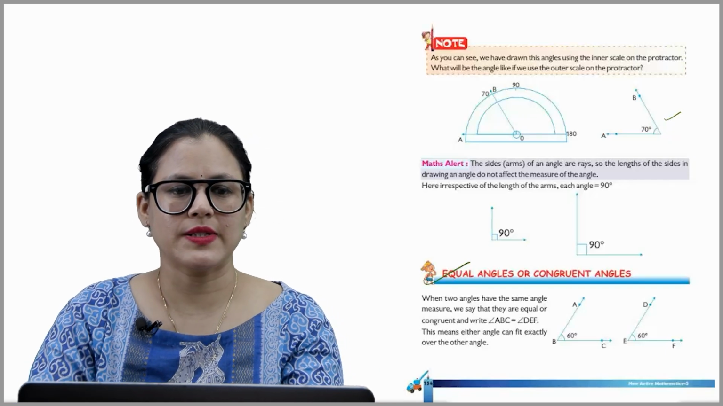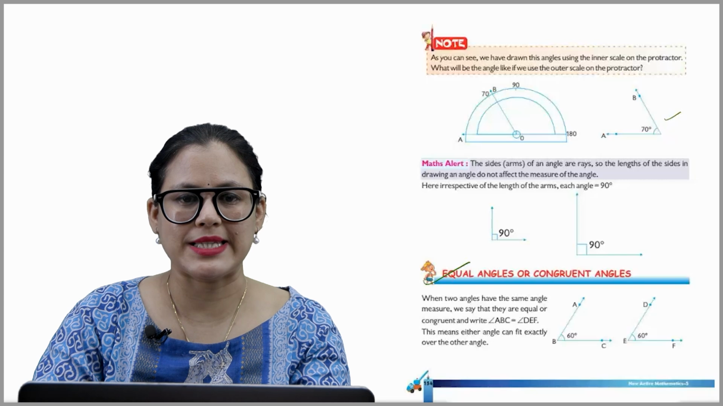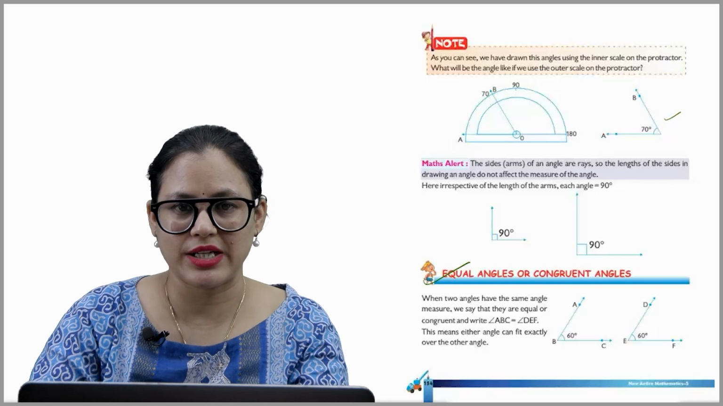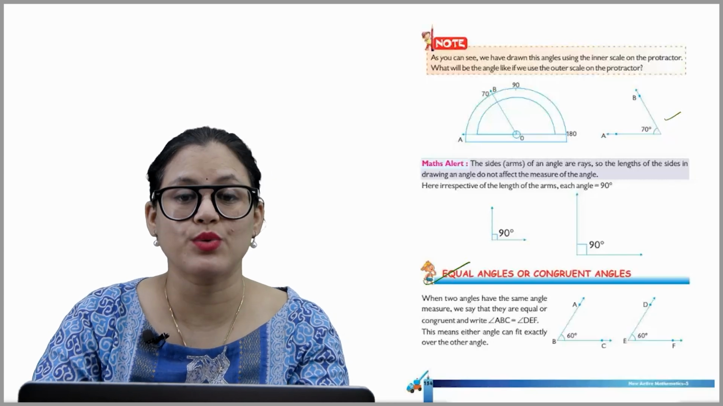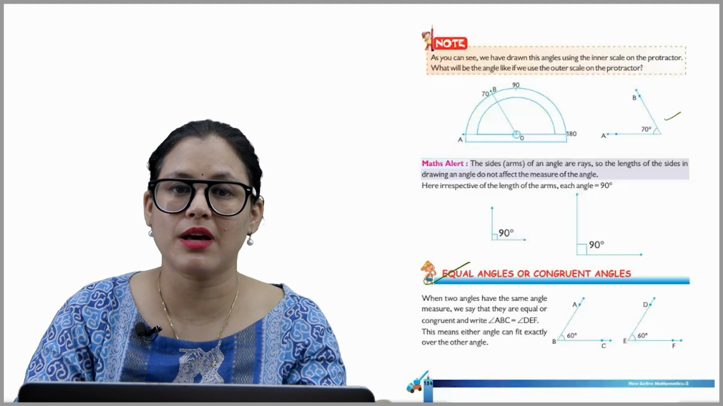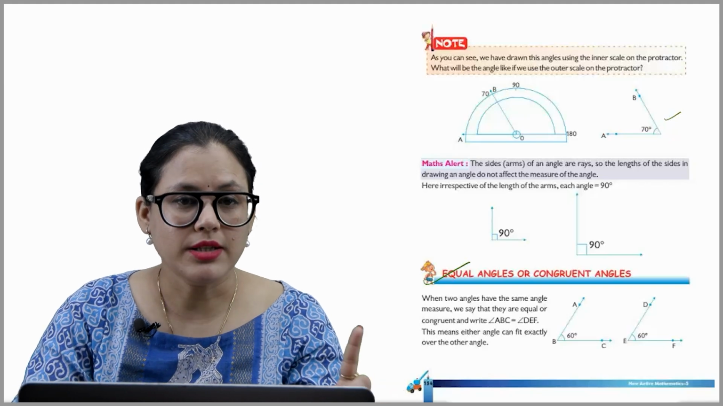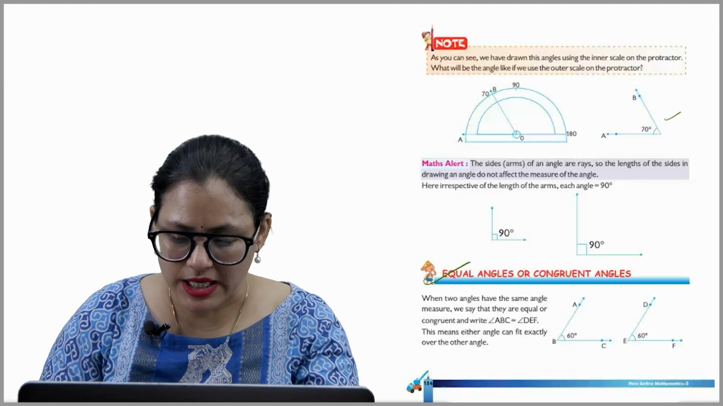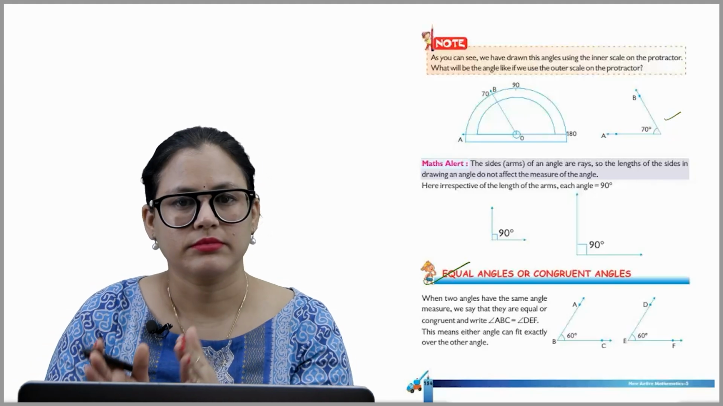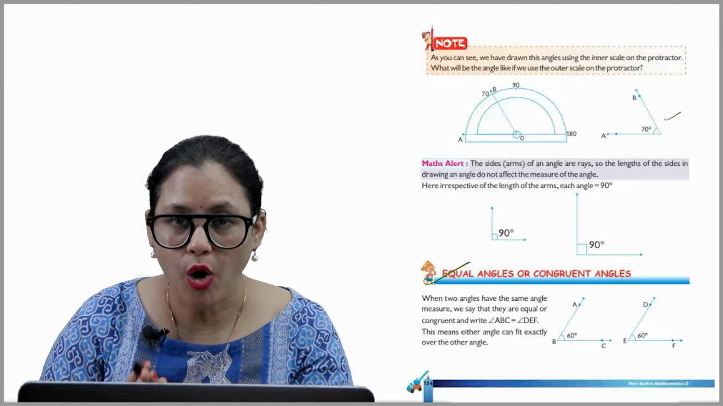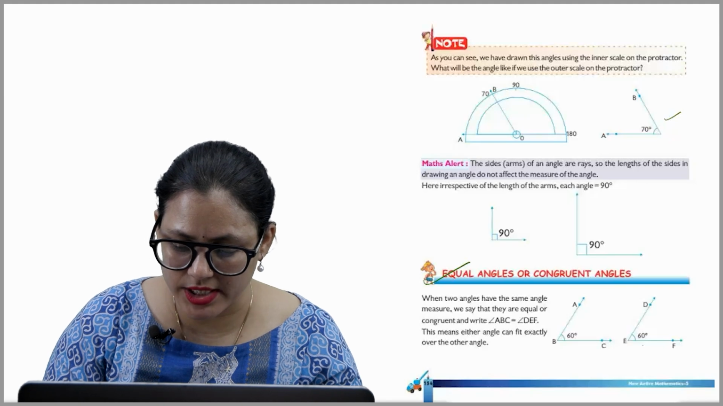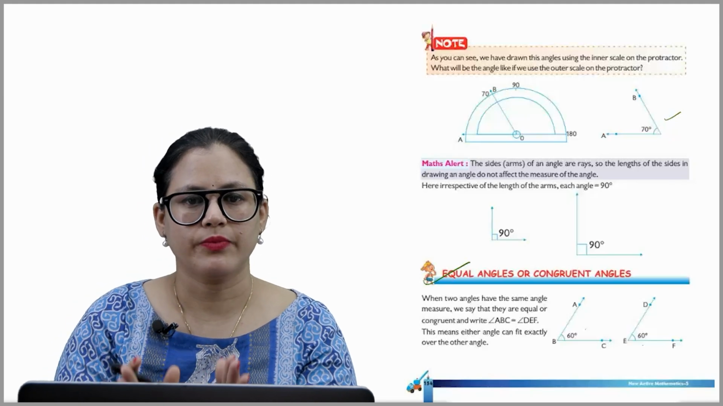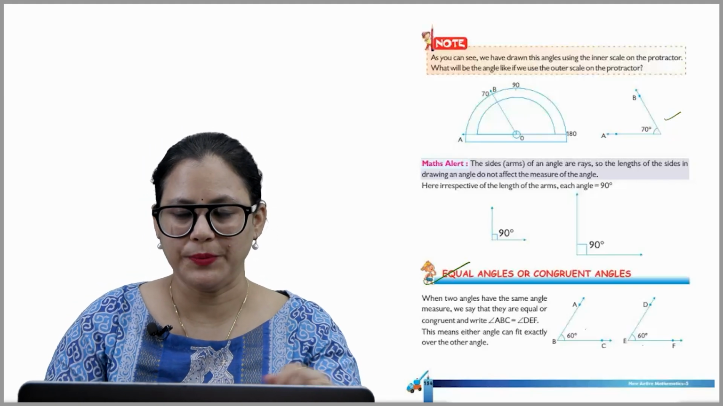Equal angles or congruent angles. When two angles have the same angle measure, we say that they are equal or congruent, and write angle ABC is equal to angle DEF because they are equal, or we can say congruent. This means that either angle can fit exactly over the other, okay. If we keep this angle over this angle, they both will fit, okay. Or if we keep this angle over this angle, again they will exactly fit over the other angle, okay.